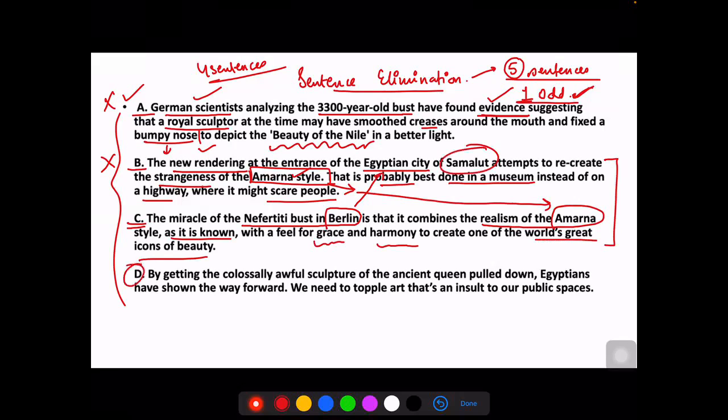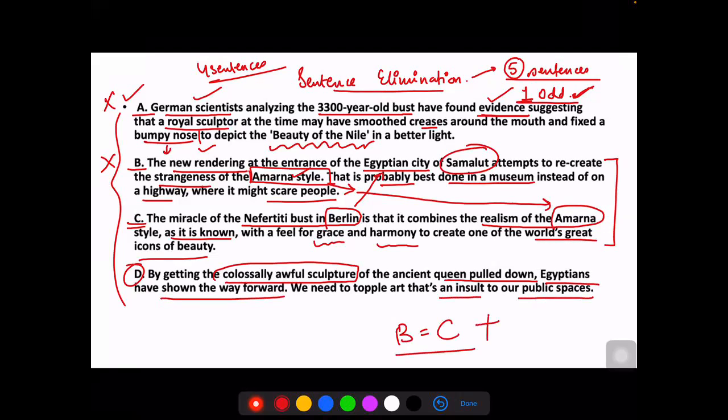After that, in D option, they're talking about how by getting the colossally awful sculpture of the ancient queen pulled down, Egyptians have shown the way forward. We need to topple art that's an insult to our public spaces. Now you can see B is related to C option due to Amarna style, plus B is also related to D option because they are talking about Egyptians. They are talking about the strangeness and awfulness. You can see these words, strangeness and awfulness. They're talking about the sculpture of Amarna style of a queen, right?